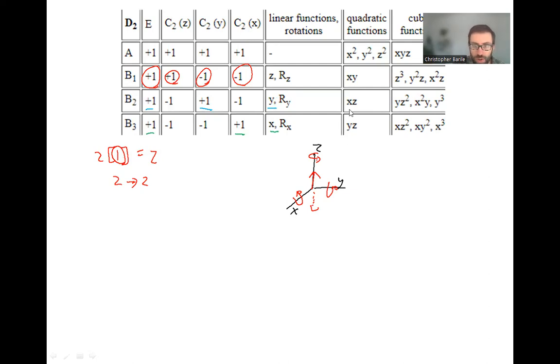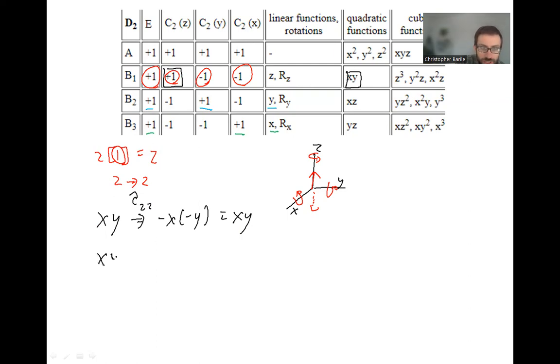And then you can think about the quadratics, right? So, what happens with a quadratic when you do this? Well, it's just a combination of both. So if we take the example of xy, when we apply C2z to that operation, x went to negative x and y went to negative y, so that equals xy. So we ended up being unchanged. That's why we have a 1 here for xy.